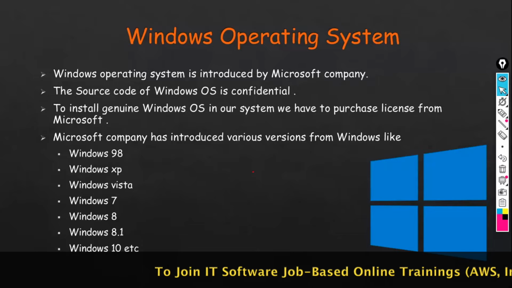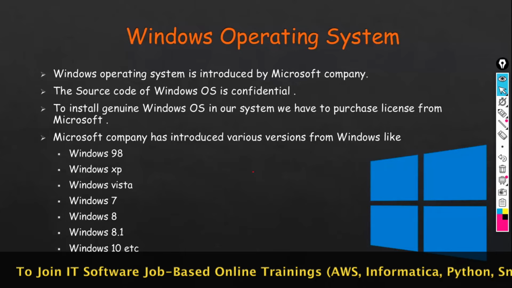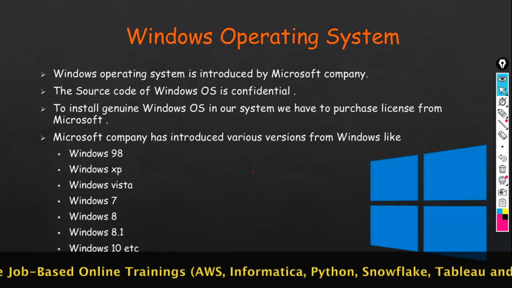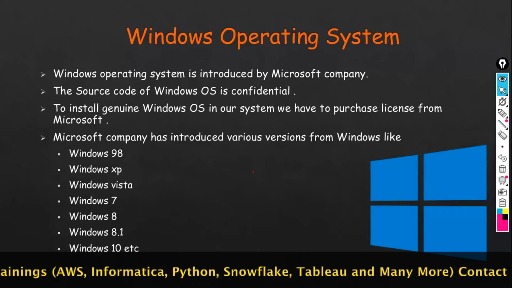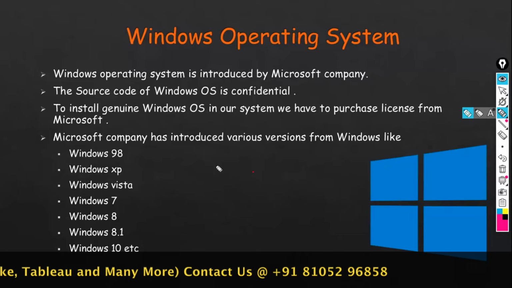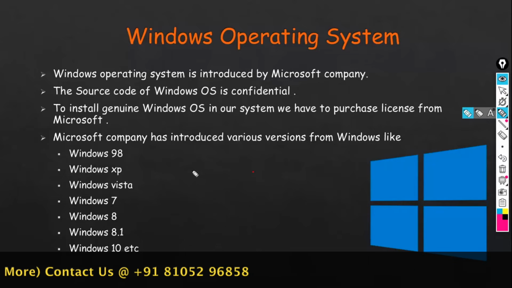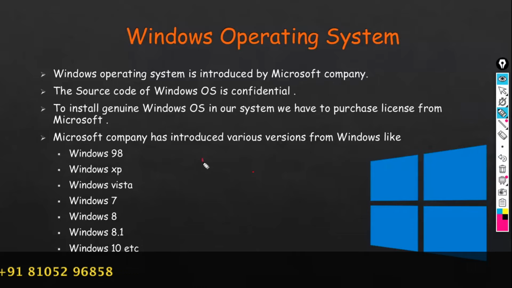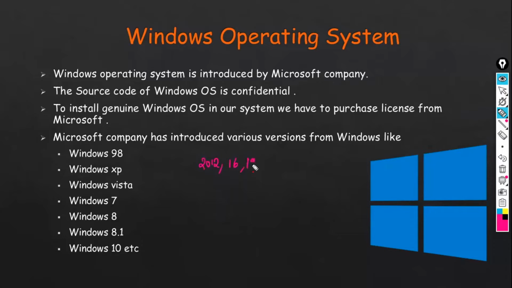But these operating systems are designed only for computers and laptops, not for servers. If you want to install the Windows operating system in servers, as I told in my introduction class, there are different versions like Windows 2012, Windows 2016, Windows 2019, Windows 2020, Windows 2022, Windows 2023. These versions are specially designed for installing in servers.